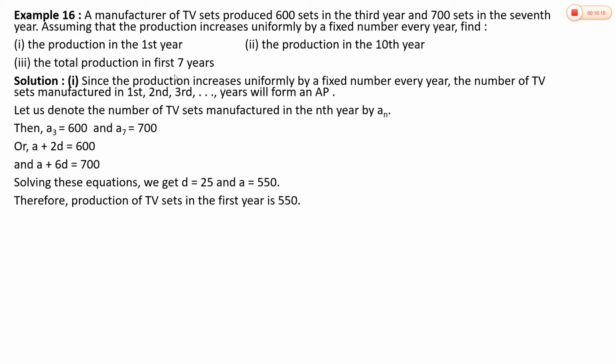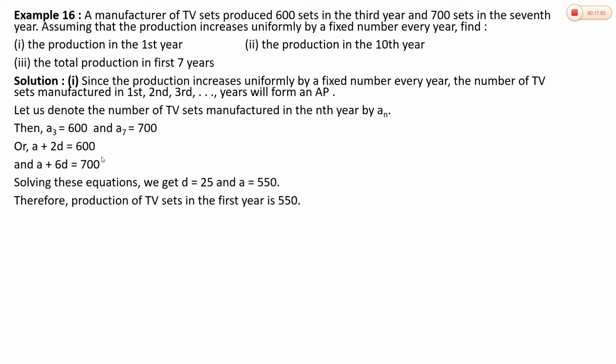Solution of the first: since the production increases uniformly by a fixed number every year, the number of TV sets manufactured in the first, second, third, etc. years will be in AP. Let us denote the number of TV sets manufactured in the nth year by an. Then in the question, a3 is given, that is 600, and a7 is given, that is 700. So a3 is nothing but a plus 2d is 600 and a7 is a plus 6d is equal to 700.